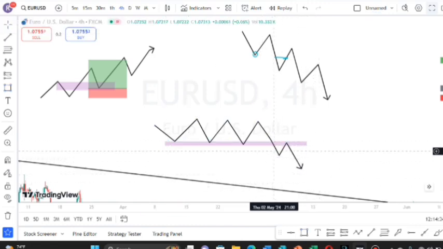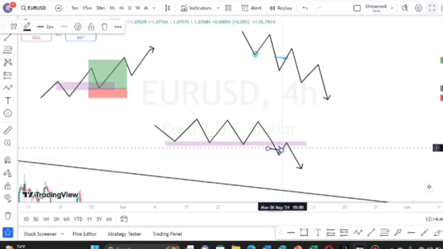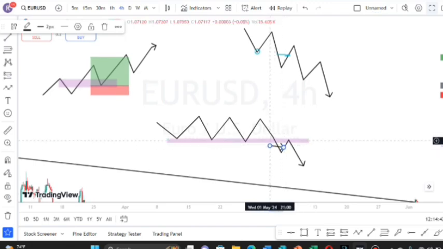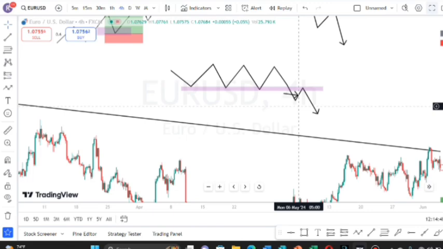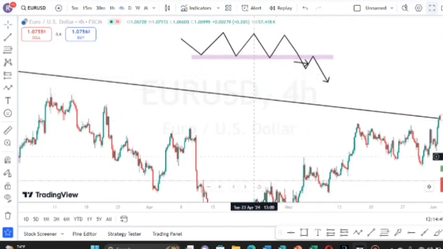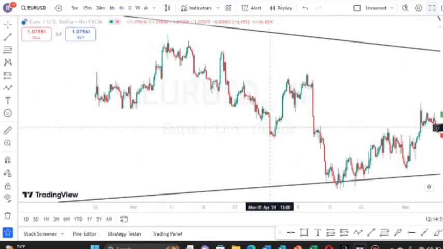In this case you wait for the market to break this consolidation phase, then you take your sell position. You wait for this retest. For this retest at this point, break and retest, then you take your sell position. So let's go to a real market example, a real chart, and I'll show you how these things work.